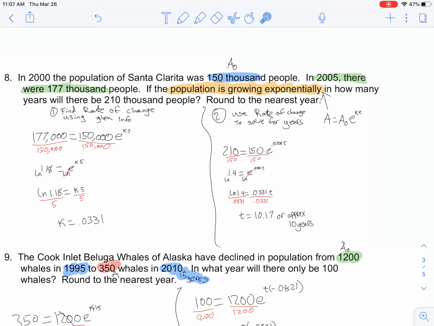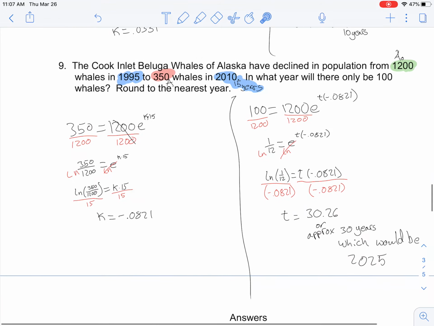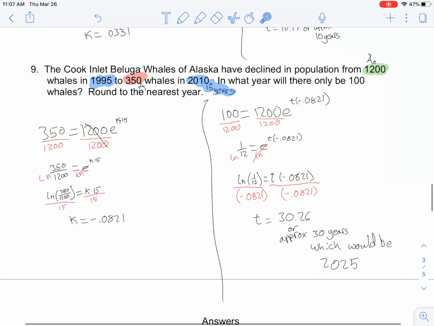So it would be about 10 years for the population to grow at that rate. Okay, and then number 9 is very similar. So we have two parts to this problem. The first is where we're finding our rate using the given information. We're doing that on this side. And then we're going to use that rate to figure out time.